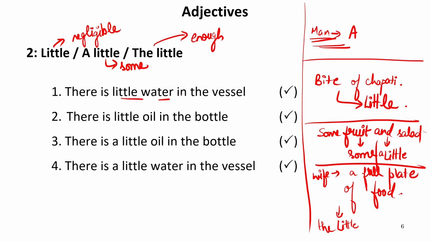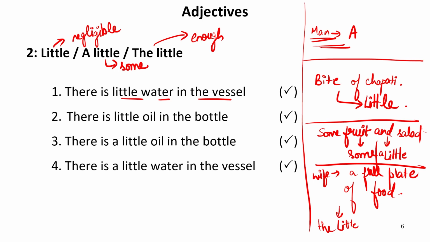There is little water in the vessel. So obviously when there is little water in the vessel, it means it will not quench anyone's thirst, and it is just negligible or equal to nothing. A drop of water is actually equal to nothing. There is little oil in the bottle. So if there is little oil in the bottle, obviously I cannot cook, because little means not enough, and that will not work for any kind of vegetable or any kind of dish I want to make.